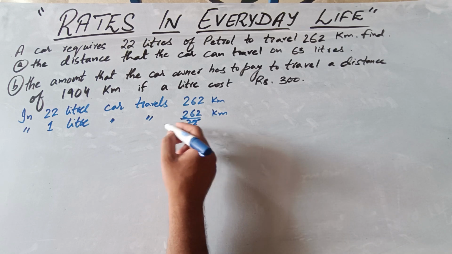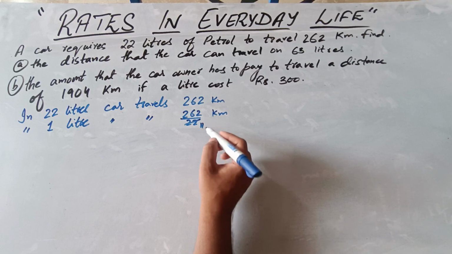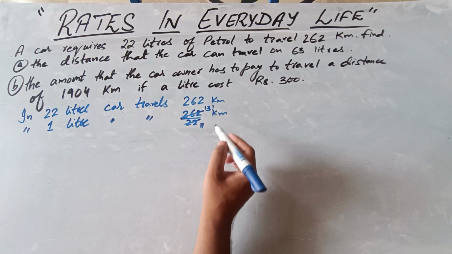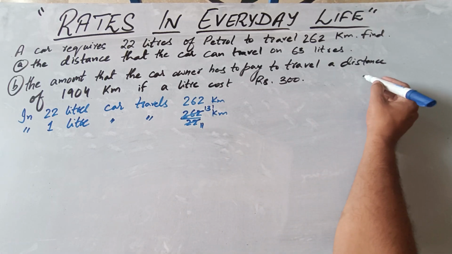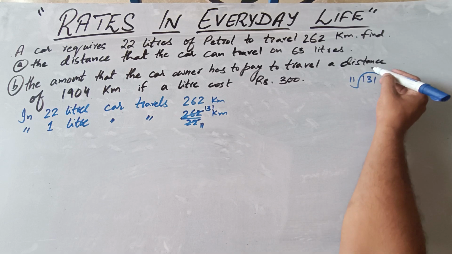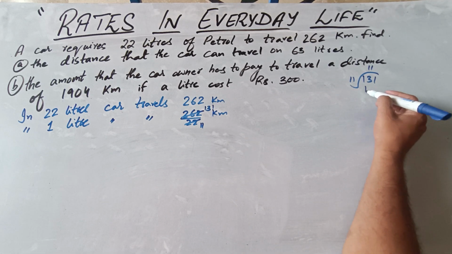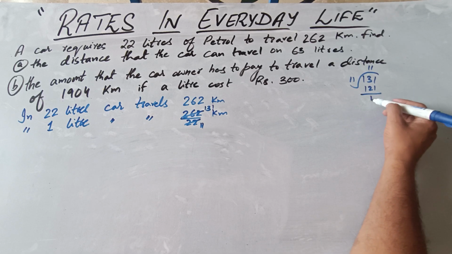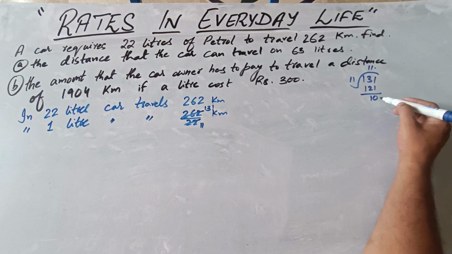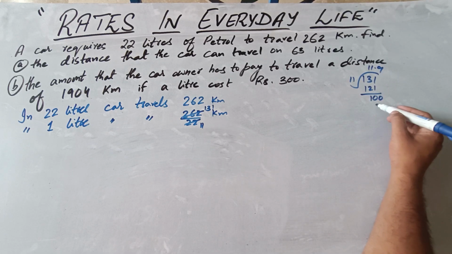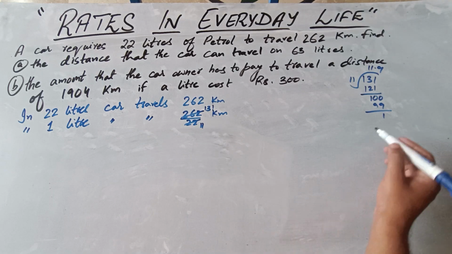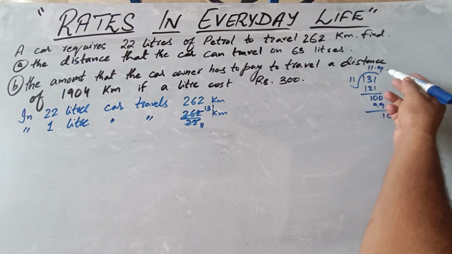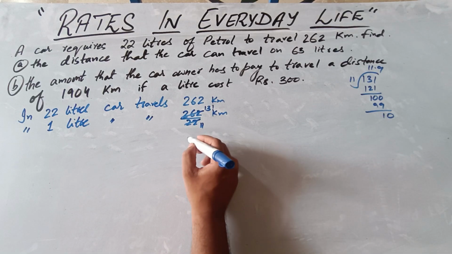Let's simplify this first because this will help us a lot. 2 11s are 22, 2 3s are 6, 2 1s are 2. Now let's divide 131 by 11. 11 11s are 121. So we are left with 10. Now we will put a 0. 11 9s are 99. We are left with 1. Again we can put 0. So 11.90 something. So 11.9 kilometers.